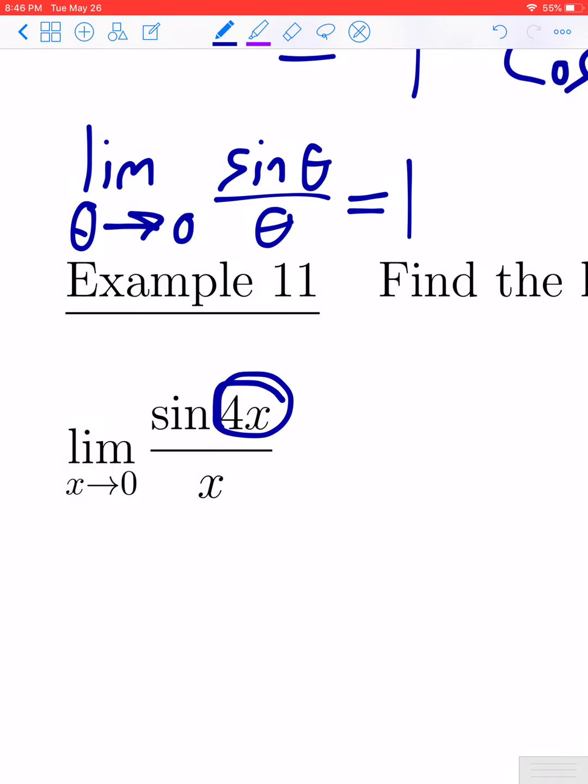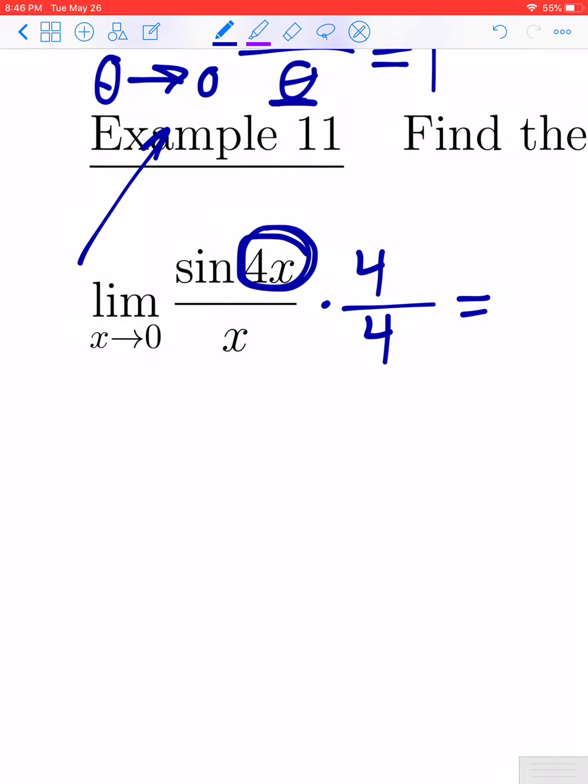Well, what we have in terms of our sine, it's the sine of 4x. So if I want to try to match this up with the limit theorem that we have, I would need the argument of the sine to be the same thing as my denominator, which means that if we have a 4x inside of the sine, we would like to have a 4x in the denominator. We can do that if we multiply the denominator by 4, also multiply the numerator by 4.